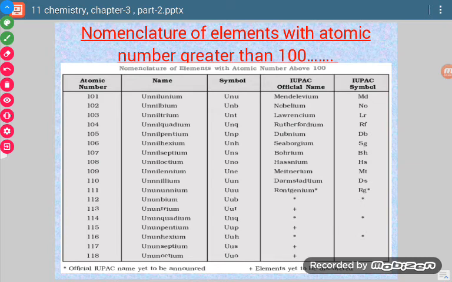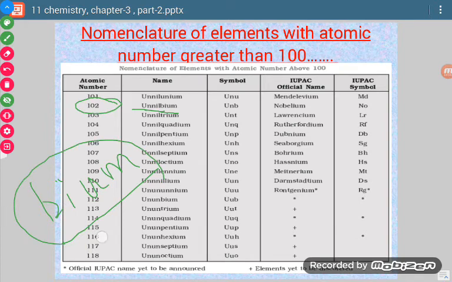Let us see 102. For 1 it is un, for 0 it is nil, for 2 it is bi. Now, since for 2 it is bi and then ium is to be added, we will write only um, because the i is already there. We will not write bi ium, so it is bium. These are a few things which we need to remember.